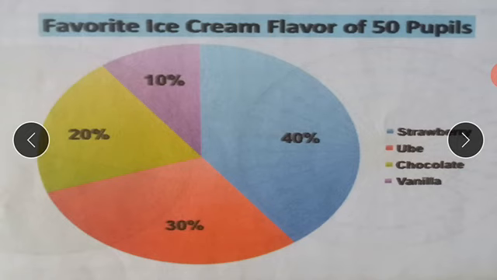So here is the favorite ice cream flavor of 50 pupils. This one is the pie or circle graph of the given data. So 10% for vanilla, 20% for chocolate, 30% for ube, and 40% for strawberry.